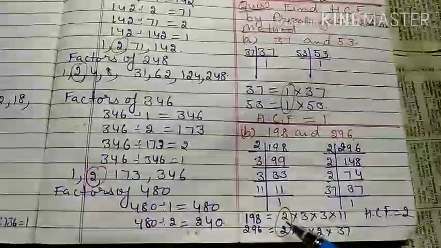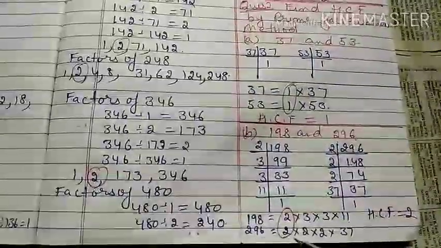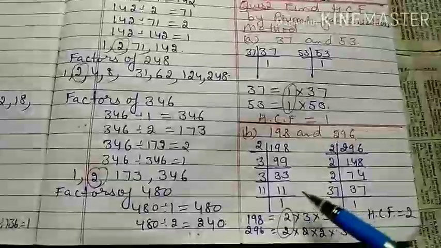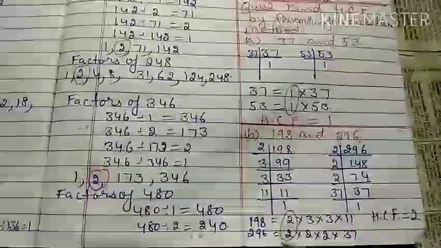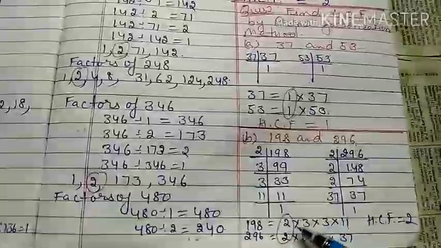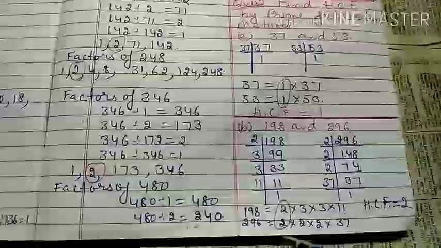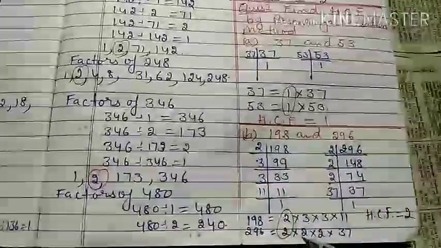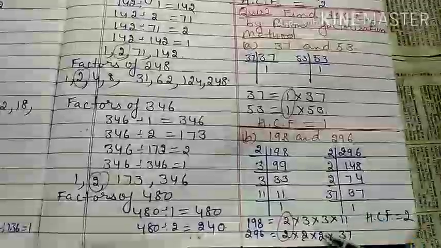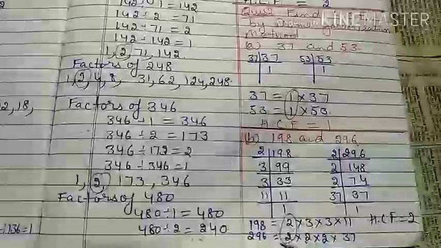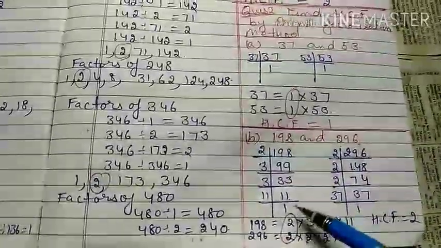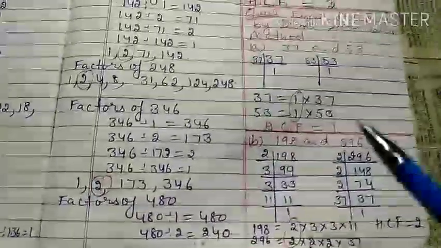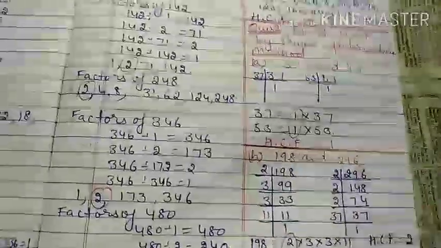Like 198 is 2, 3, 3, 11, and 296 is 2, 2, 2, 37. So here you have to find only the common numbers that are available in both prime factorizations. Like here a single 2 and a single 2 is there. Here is also 2, but the next 2 is not there in the other, and the next number is not there. So you only circle this 2 because that is common between the two. Then 2 is considered as the HCF of these two numbers.